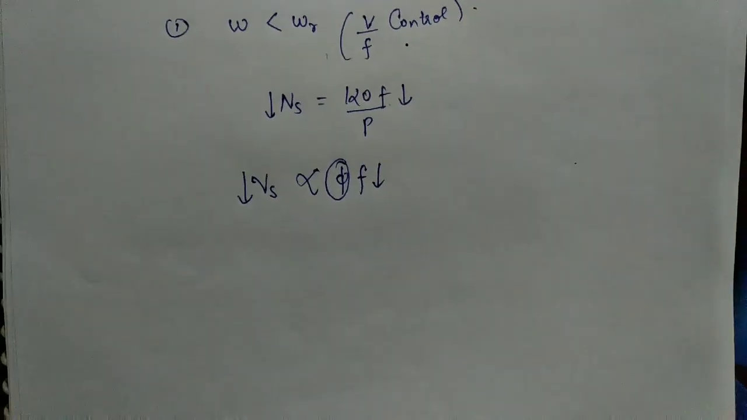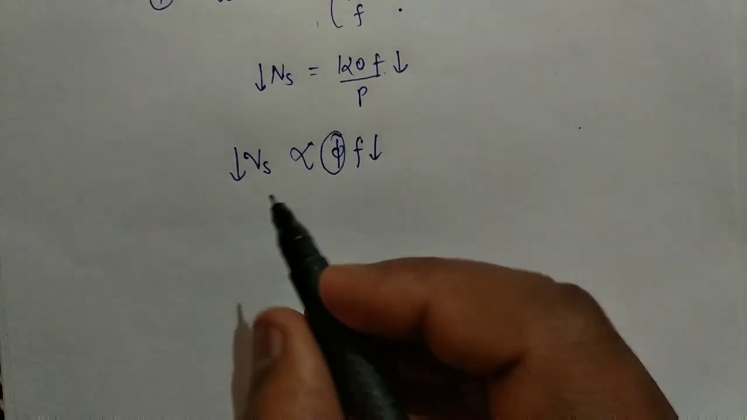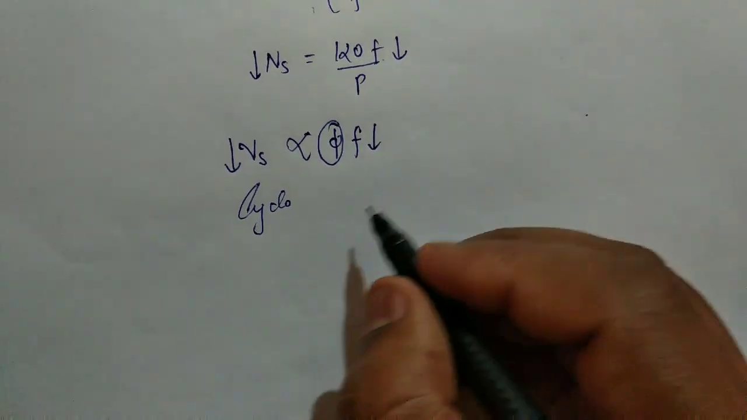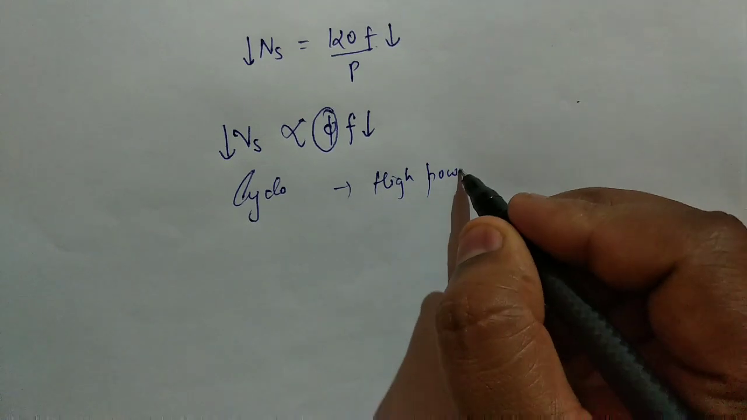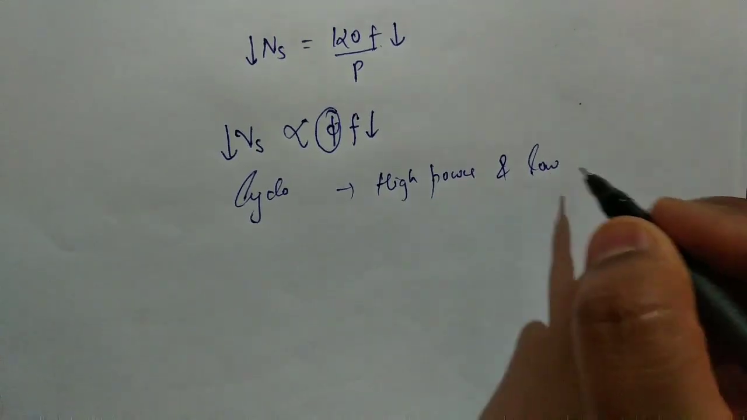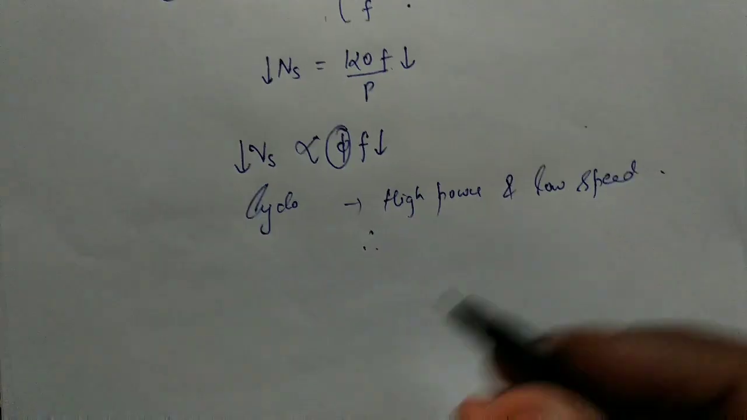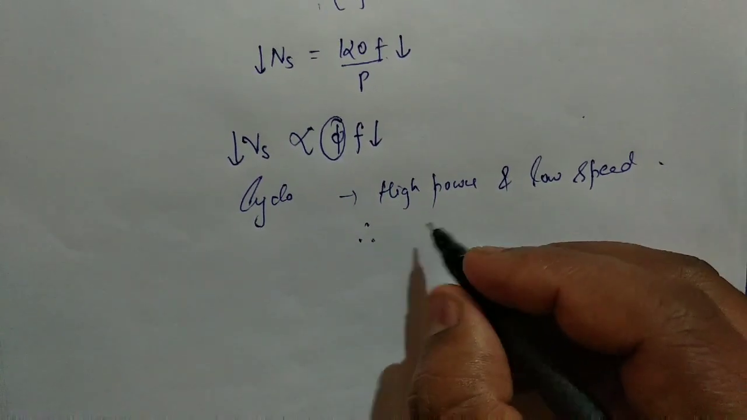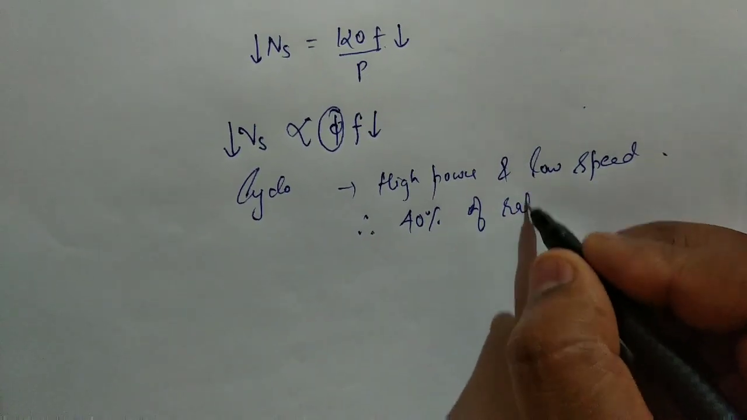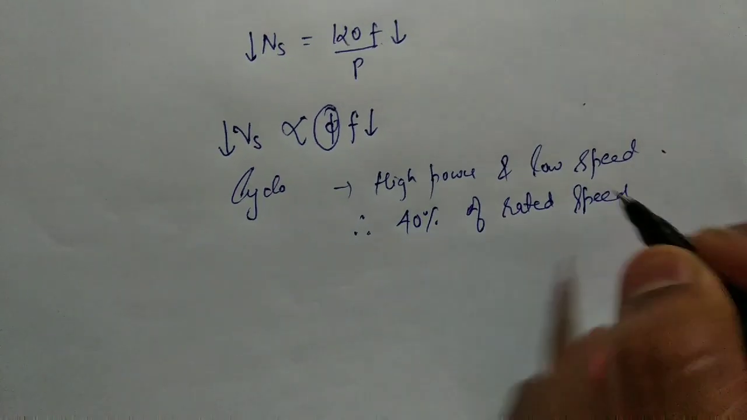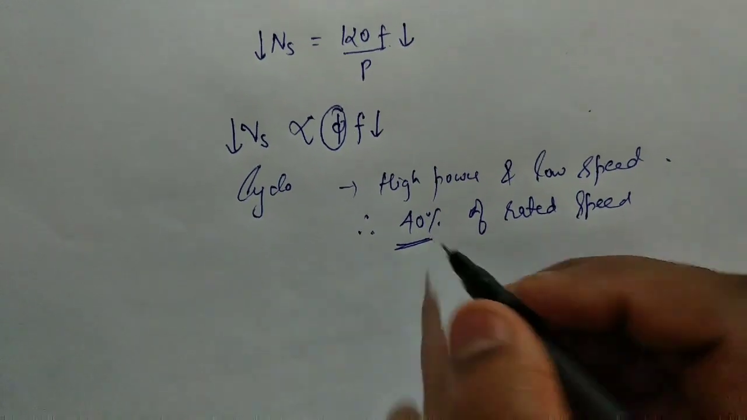Okay, we can realize V by F control by using cycloconverter. Cycloconverter is used for which device? High power and low speed drives. Therefore, we can use this method by using cycloconverter up to 40% of rated speed. So in this, maximum speed is limited to 40% of rated speed.